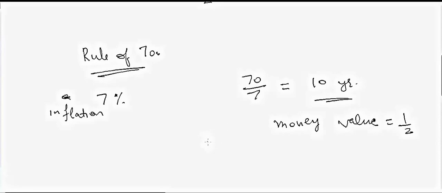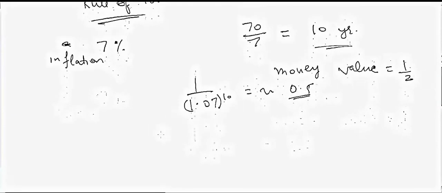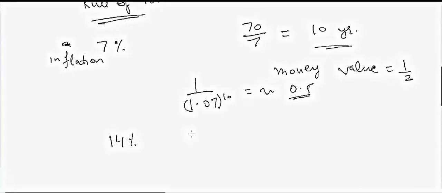You can do this in an accurate way by doing 1.07 raised to the power 10, and that will be approximately equal to 0.5. So it takes around 10 years if the inflation is 7% for money to be half. And in the same way, if the inflation is 14%, then it will take you 70 divided by 14, which is equal to 5 years.